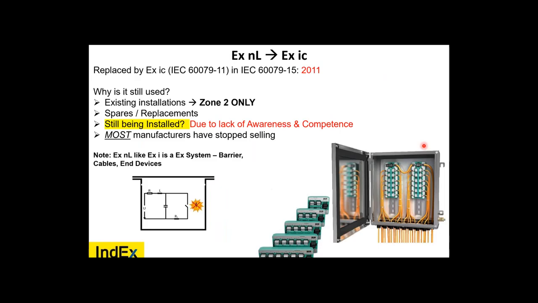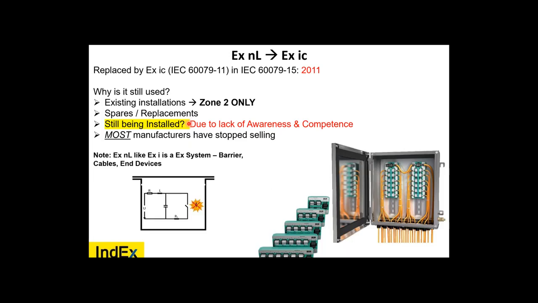Now, as we said, EXNL was replaced by IEC in 2011. So why is it still used? Well, existing installations are still out there that are Zone 2. They're needed for spares and replacements. Is it still being installed? Well, only due to a lack of awareness and competence. They shall not be installed in new installations. You shall not use it.